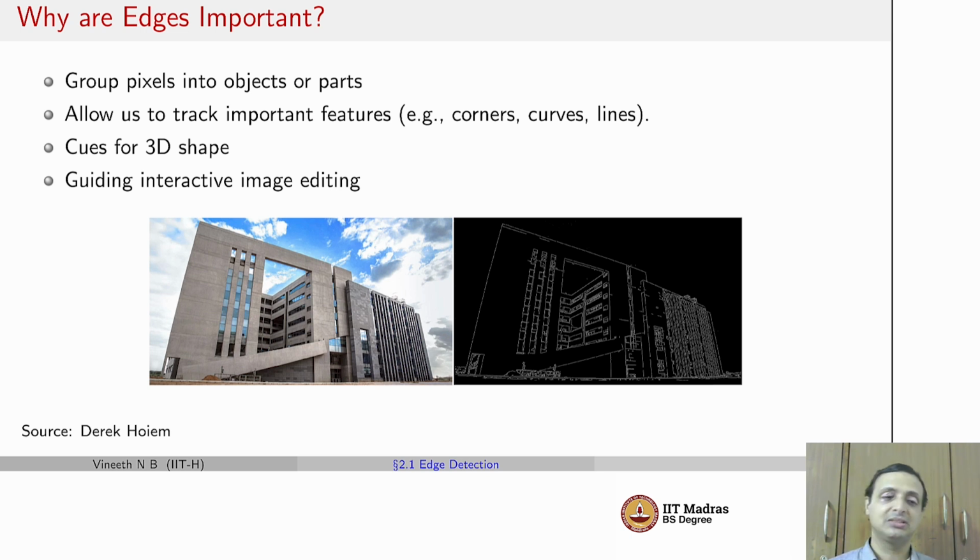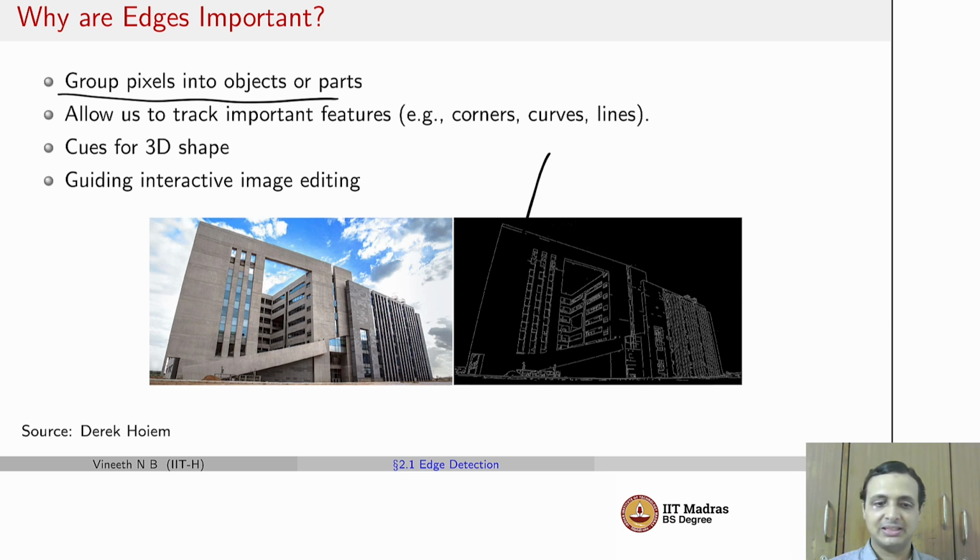Where do you use edges? You can use edges to group pixels into objects or parts. For example, edges tell you that all the region inside one particular area belongs to a common object. It can also help us to track important features across images. It can be cues for 3D shape, or it could also help you just do interactive image editing.